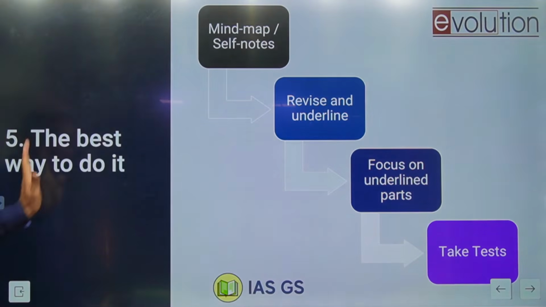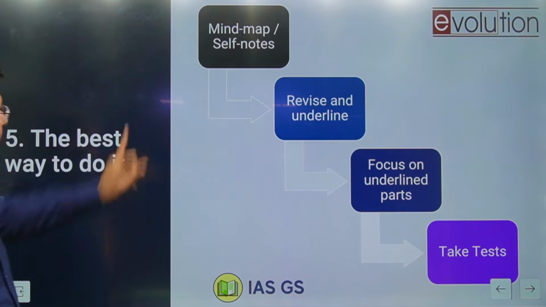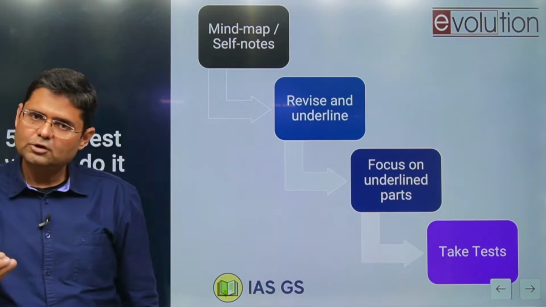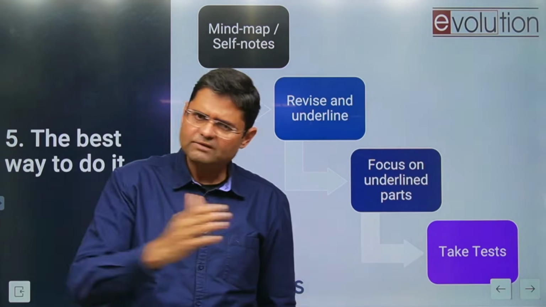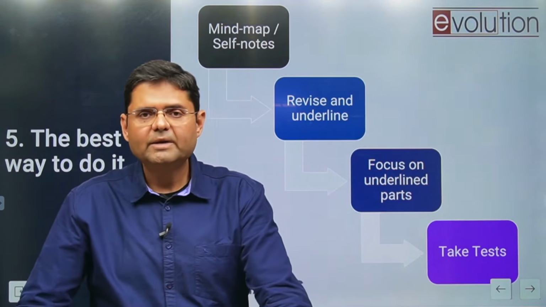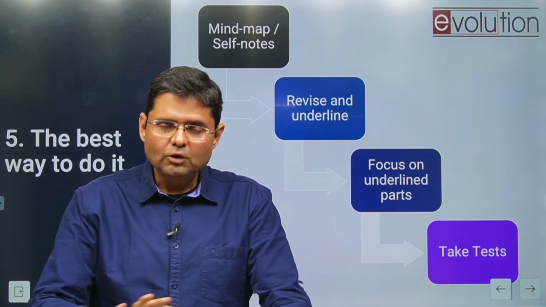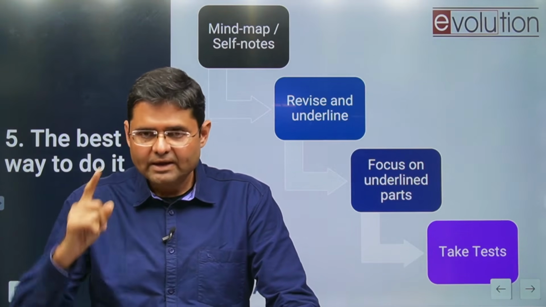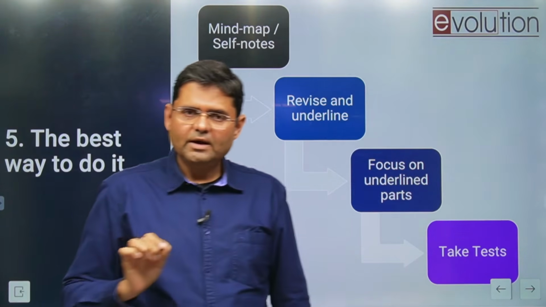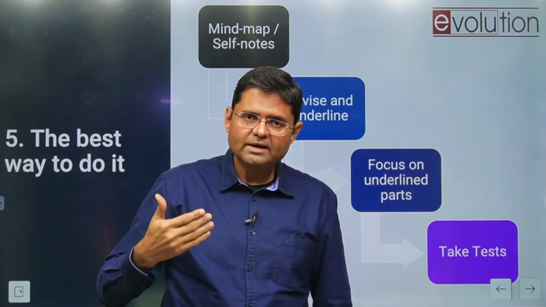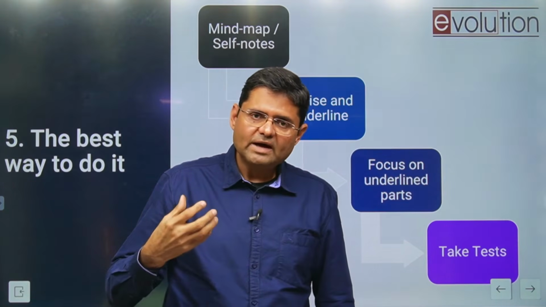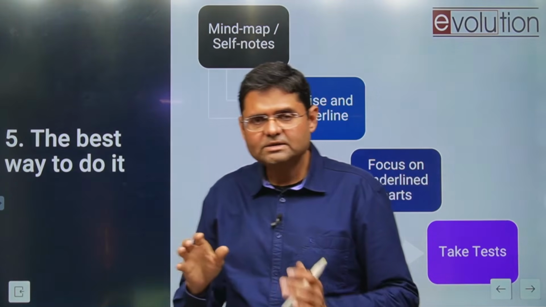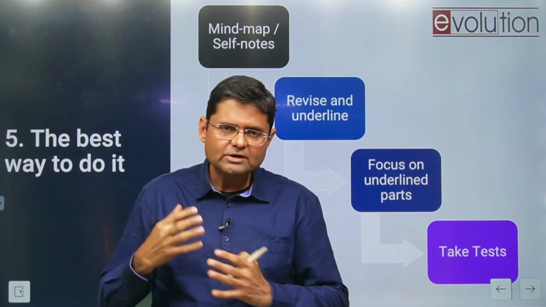Now, what is the best way to do it? Either you ought to have your mind map or your self notes. If you have been making self notes, no need to make a mind map. But if you are now totally on compilations, then please make your mind map. Start with the mind map and then revise and underline within the mind map. So at the time of making your own notes, at the time of making a mind map, what happens is that you have already committed a lot of things to your memory.